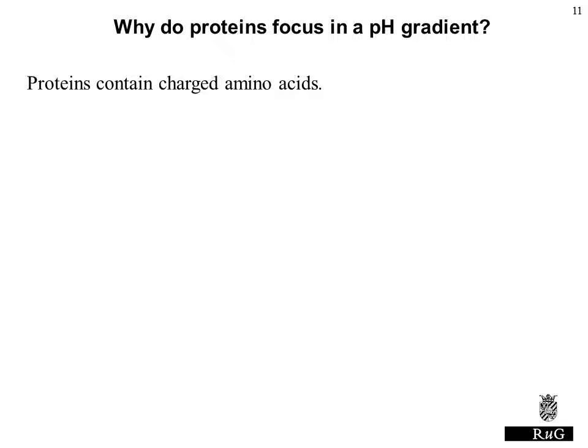But let's first address the question, why do proteins focus in a pH gradient? That's because proteins contain charged amino acids, which have a charge dependent on the pH. Remember maybe the earlier chapter on solid phase extraction and liquid-liquid extraction for drugs. In the same way, proteins contain basic and acidic groups, each of them with their own dissociation constant. So dependent on the pH, proteins will contain positive or negative charge or will be overall neutral.